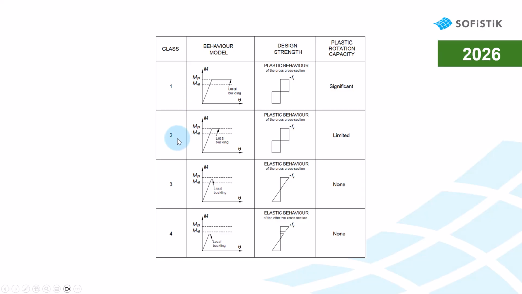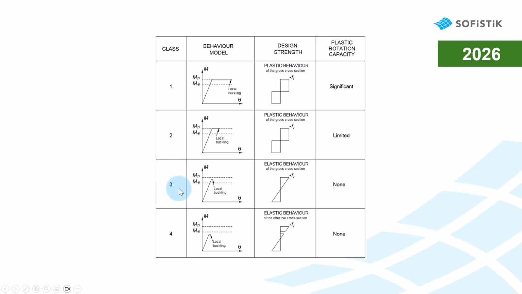Sections of Class 2 do not allow for such plastic force redistributions in the system. Therefore, the internal forces in the structure are calculated elastic. However, the check of the bearing capacity of the cross-section may be done based on plastic stress distributions. When I talk about plastic design checks in this tutorial, I refer to this design concept.